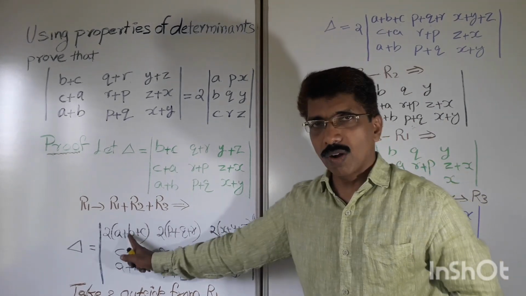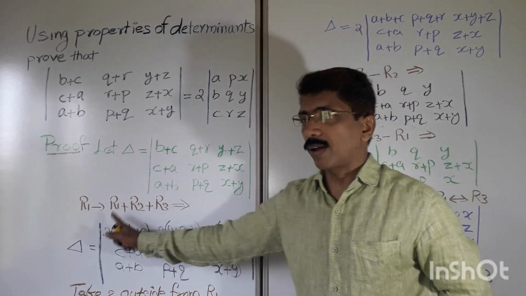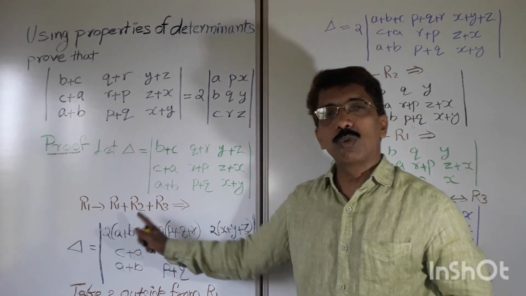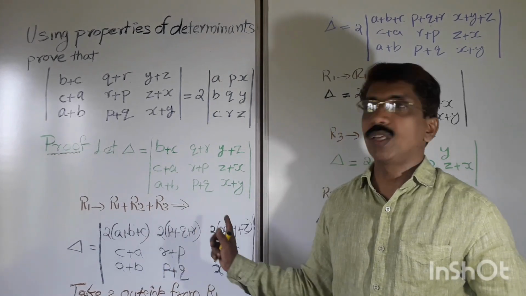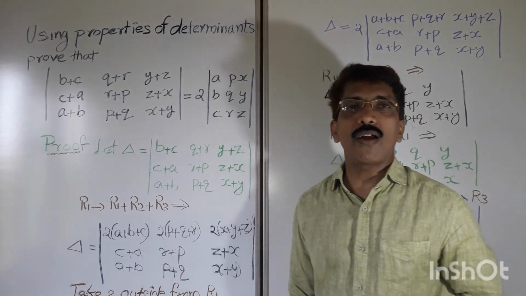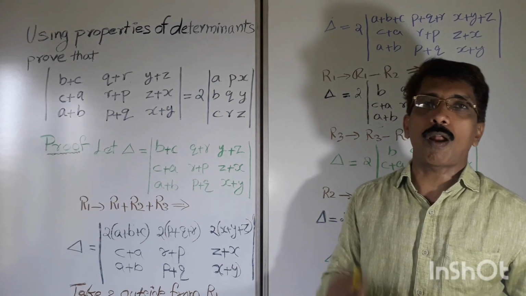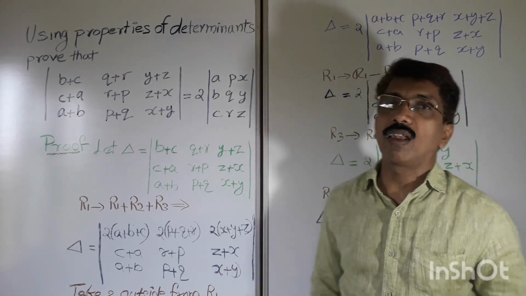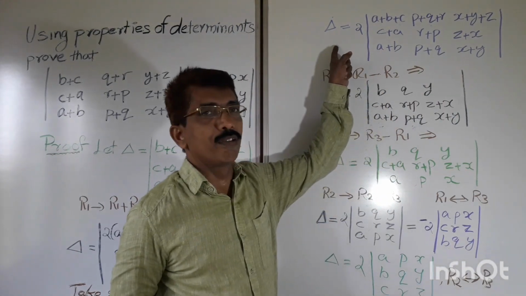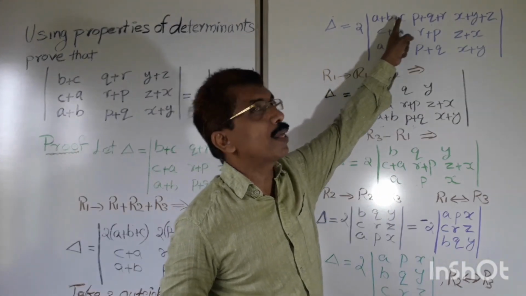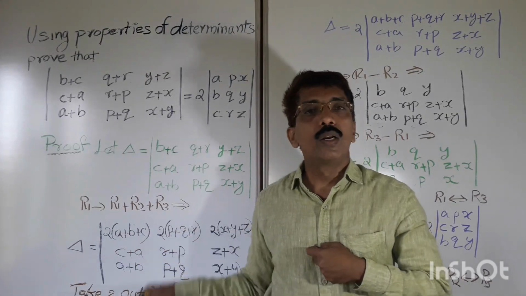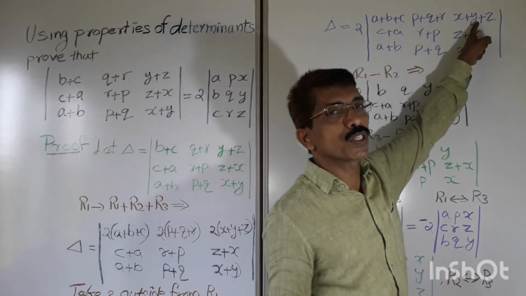Now look here, R1 again. 2 is a common factor. Can you take it out? Yes, we can take out the common factor. In each term 2 is there. So if in one row each term has a common factor, you can take it out. That is a property of a determinant. So we are taking 2 out. So what are we getting, listen. 2 I have taken out, so it becomes like this. From here if you take 2, it will be A plus B plus C. From here P plus Q plus R, and X plus Y plus Z.